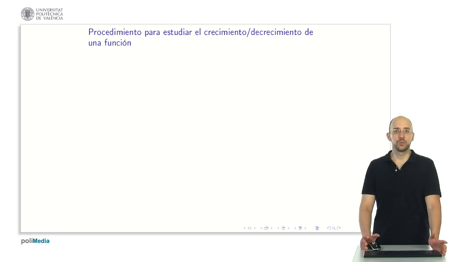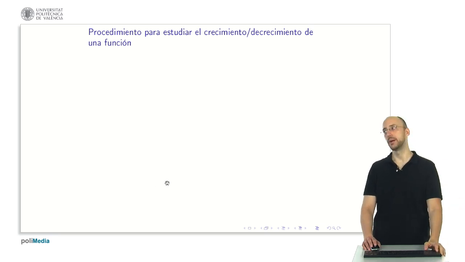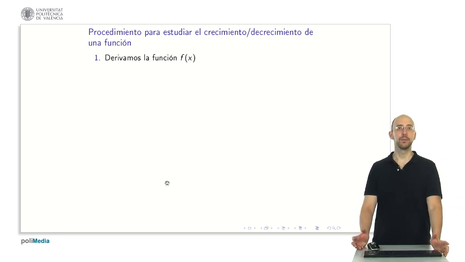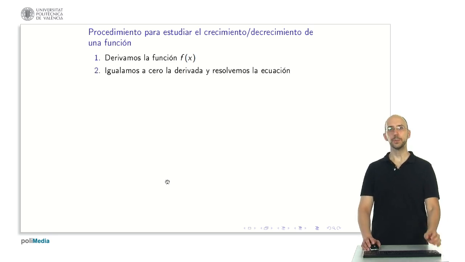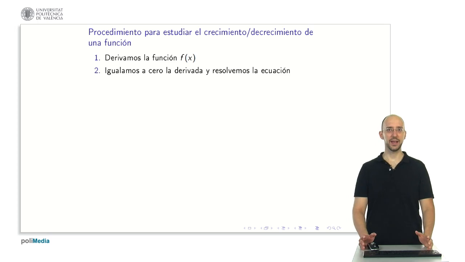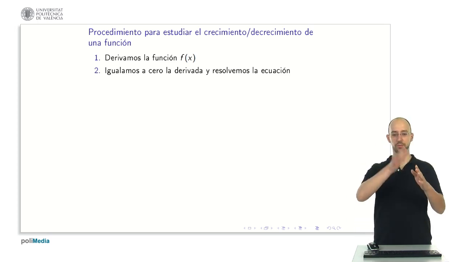If we understand that the key factor is the function's derivative, our first task is obviously to calculate that derivative. So step 1 is differentiating the function f of x, in other words, calculating f prime of x. Now the second step. We set the derivative equal to 0 and proceed to solve the equation. Why do we set it to 0? It's quite straightforward.